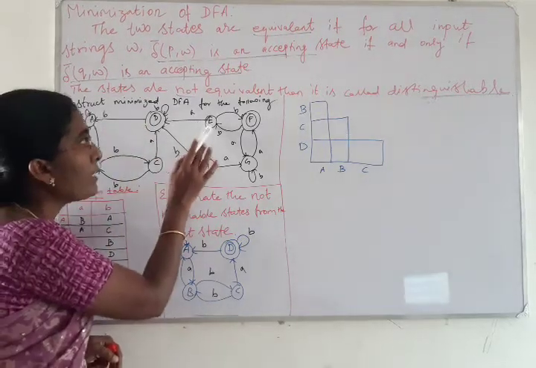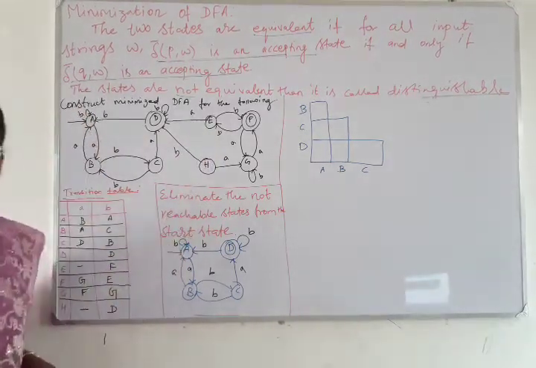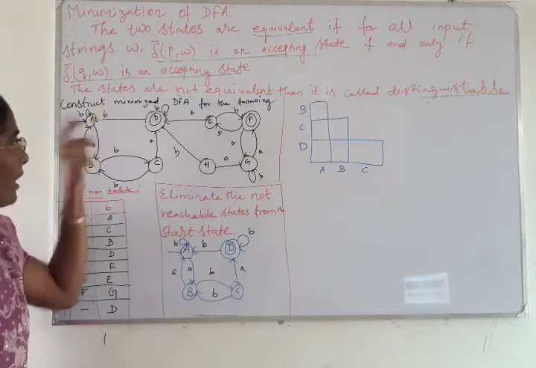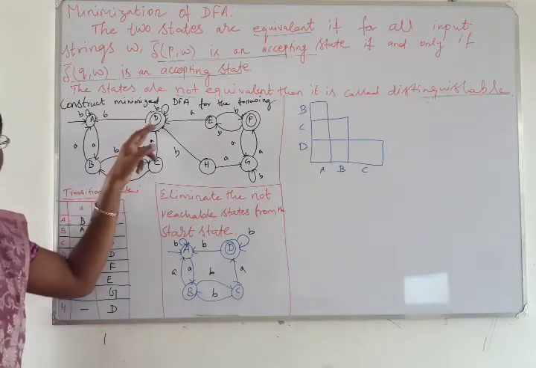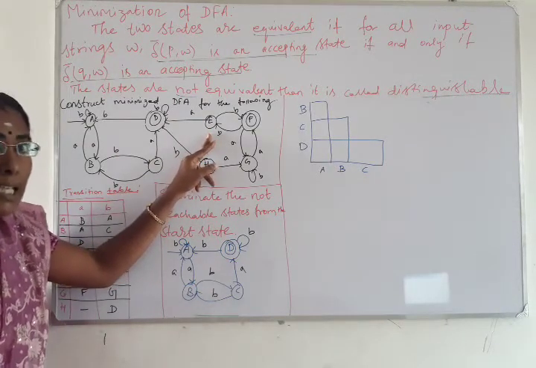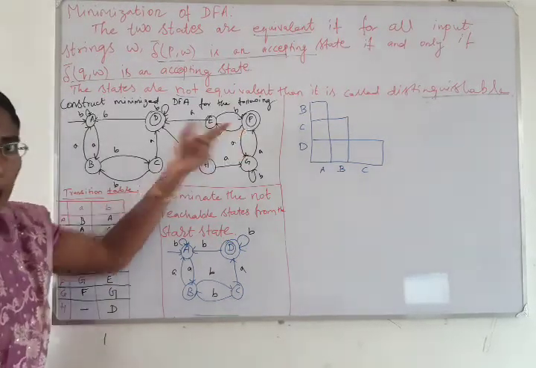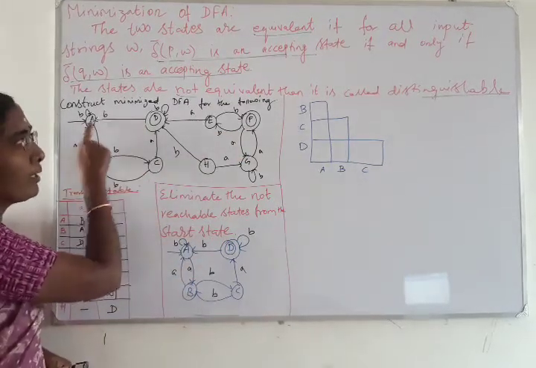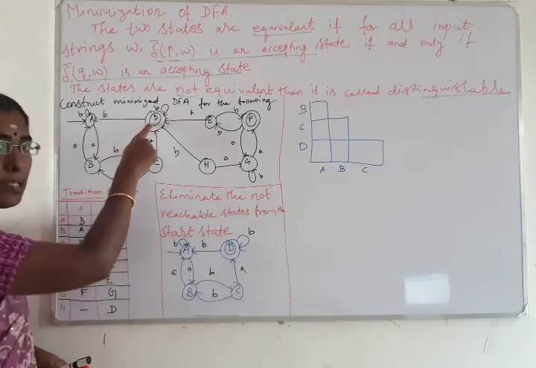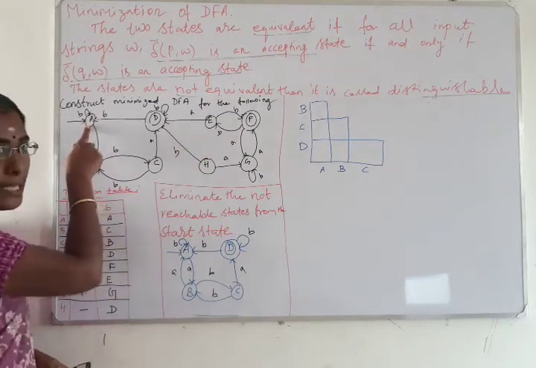Next, E. Is it reachable from the start state or not? It is not reachable from the start state, because there is no incoming transition. That is, from A, from B, from C or from D, there is no incoming transition for the state E. So we say that the state E is not reachable from the start state A. See here, from A there is no direct transition to E. From B also no transition. From C and D also there is no transition to the state E. So E is not reachable from the state A.